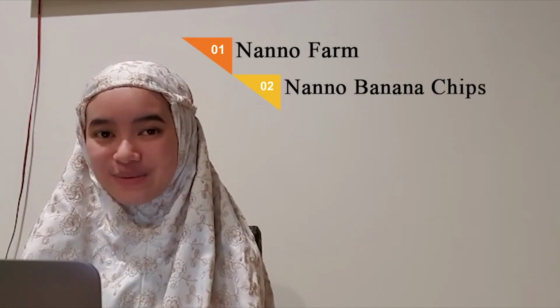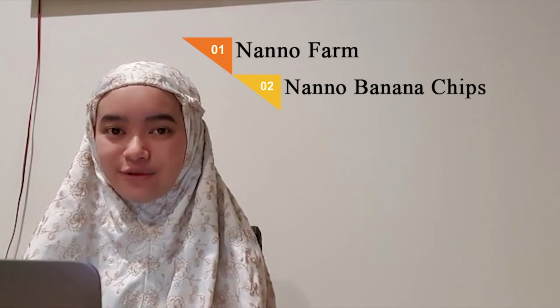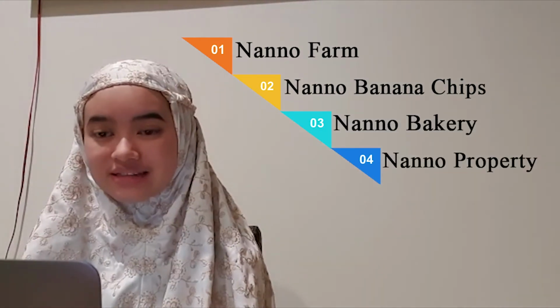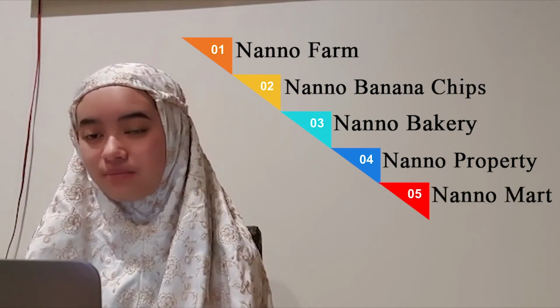Next, this is the ranking of its departments from the Nanos company. The first is Nano farm. Second is the Nano banana chips, and third is Nano bakery. Fourth is the Nano property, and the last, fifth, is Nano mart.